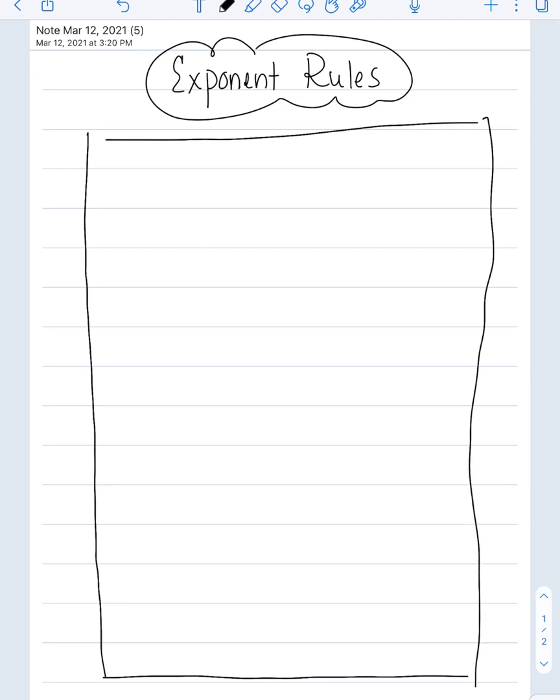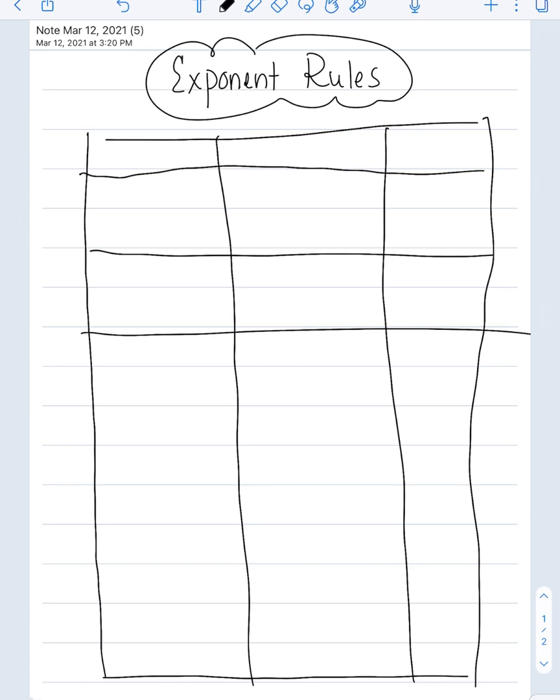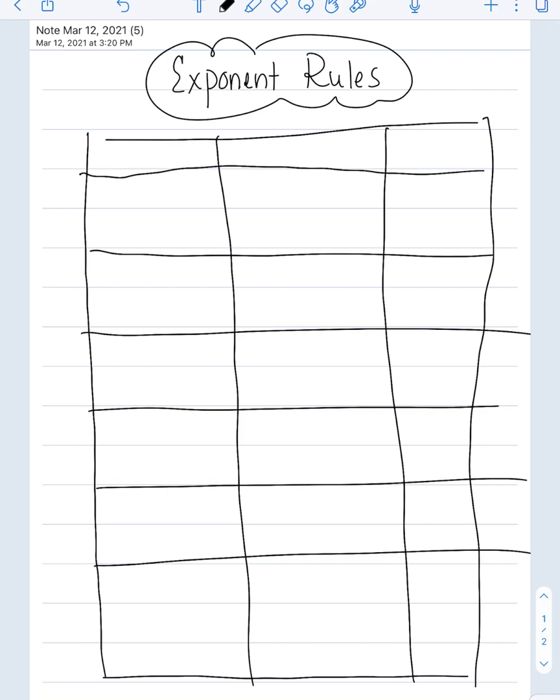In this table, I want you to have 3 columns. I want you to make one title row, and then the rest of them, I want you to make 1, 2, 3, 4, 5. So a total of 6 rows. 1, 2, 3, 4, 5, 6. That worked out perfect. And you'll notice my lines aren't perfect. Do the best you can.